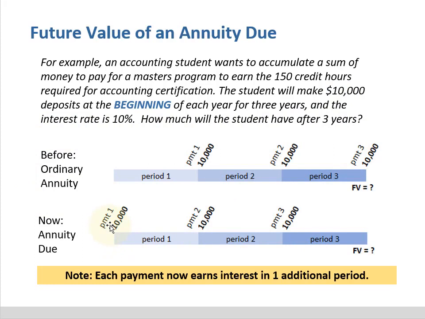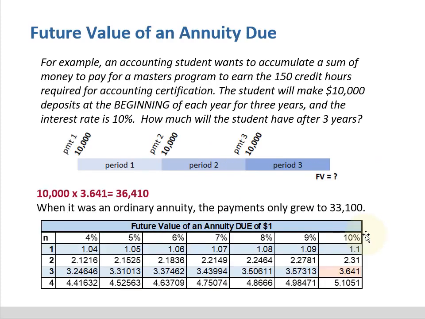What's the future value of these payments? Is it going to be greater or less than what we computed before? Well, it should be greater because now each payment is earning interest for one additional period. This first payment now is going to earn interest for a full 3 years. The second payment is going to earn interest for 2 years, and the third payment gets to earn interest for 1 year. So each payment is earning interest for an additional period.